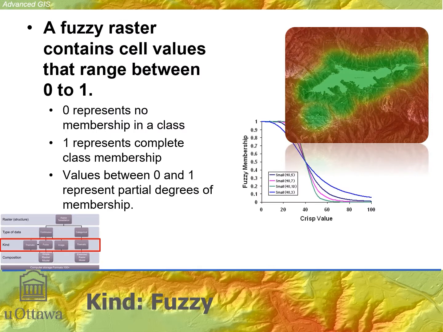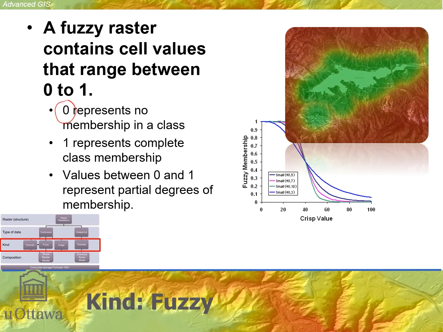Then we have raster types that are fuzzy. So fuzzy types of data. And a fuzzy variable can be created from a categorical variable or a continuous variable, but most often from continuous variables in GIS, where 0 in a cell represents no membership in the class or likelihood that this particular layer would represent. And 1 represents complete membership.